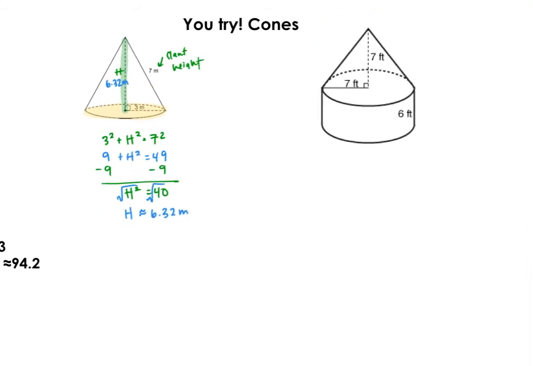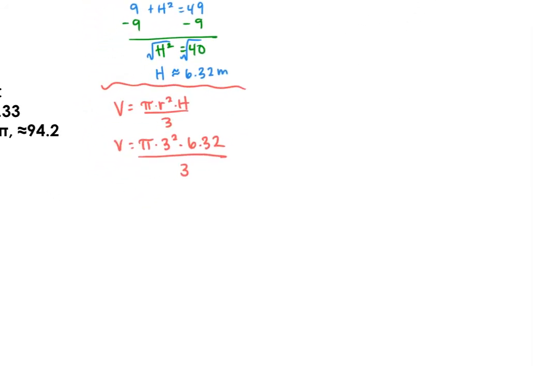So now that we have the height, we can go ahead and solve for the volume. So the volume is pi times the radius squared times the height divided by 3. So it's going to be pi times 3 squared, and the height we're going to use is 6.32, divided by 3. All right, to get your answer in terms of pi, just focus on the numbers. So 3 squared is 9 times 6.32 divided by 3. When you put that in your calculator, you should get 18.96 pi meters cubed. And then to get the approximate, we're just going to do 18.96 times 3.14, which gives you an approximate volume of 59.53 meters cubed.